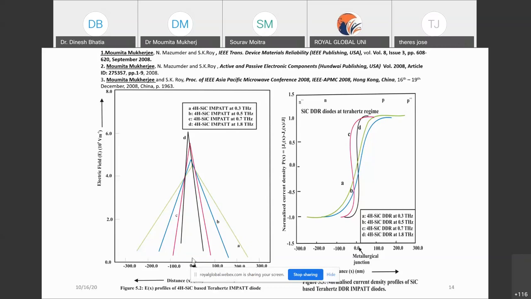And I will show you how we have done that. If we can make a matrix of it, that means a 3 by 3 or 5 by 5 matrix of the devices, the power will be added, and effectively some watt level power can be generated, and that can be used for useful application in biomedical as well as defense sector.